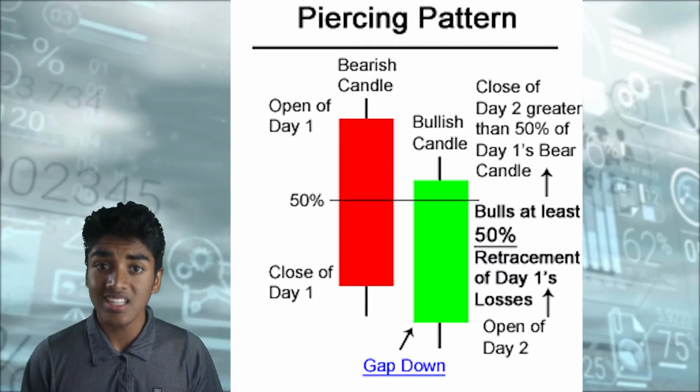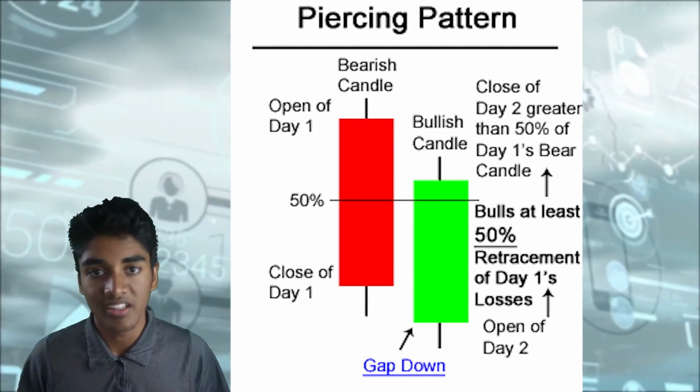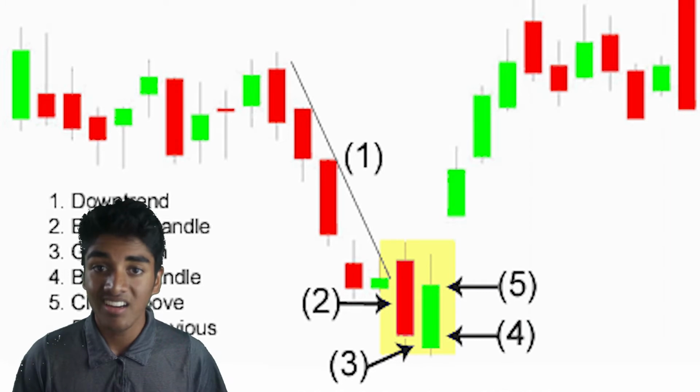You should also place a stop loss below the green candle to make sure that you don't lose any more money. Check out this chart that I put up and see if you can identify the pattern. If not, I've circled it.